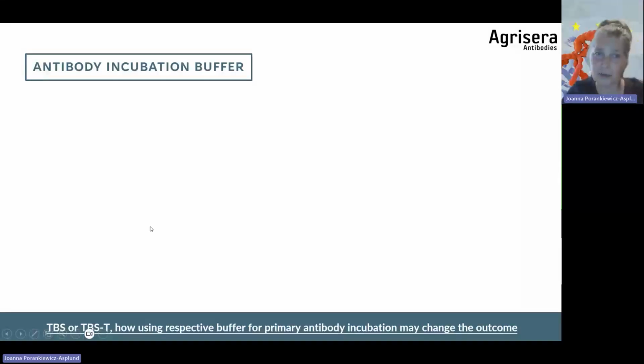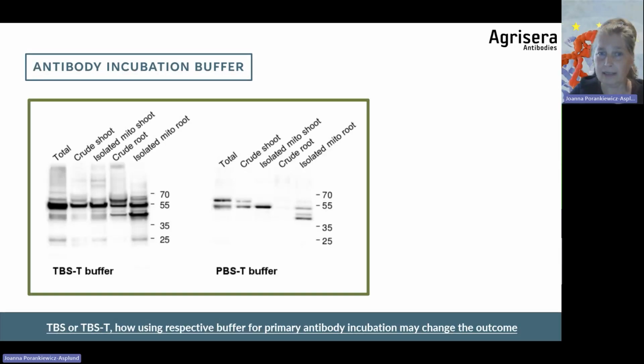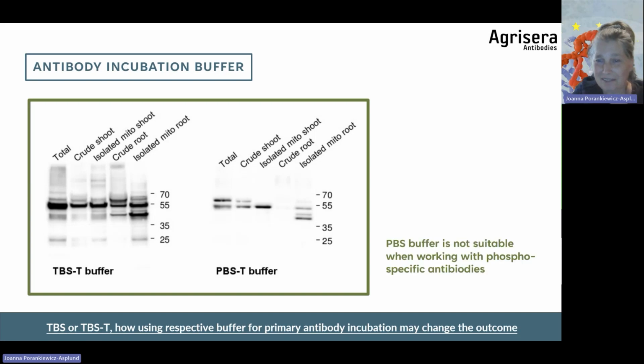And now we are starting to incubate our primary antibody on a membrane. And you're probably using one of these buffers. As I see from troubleshootings, most of the labs are using TBST buffer. A minority is using PBST. But in this specific example, as you see, the background was lower when TBST was exchanged to PBST. That's quite interesting, and I unfortunately do not have an explanation for it. I would like to remind you that PBS buffer is not suitable when you're working with phosphospecific antibodies.